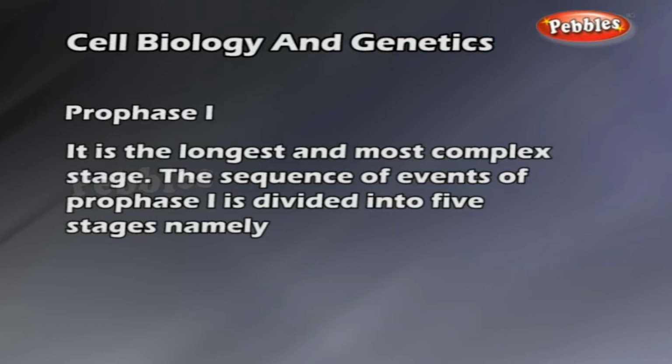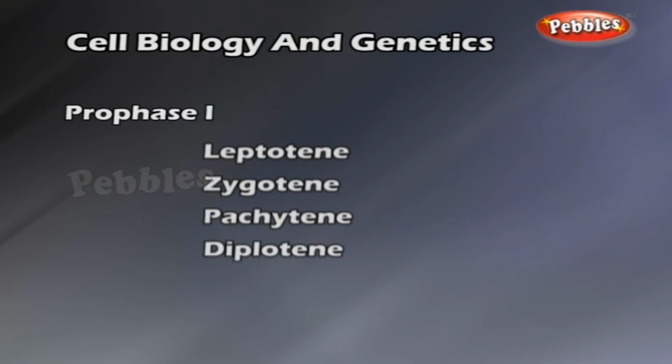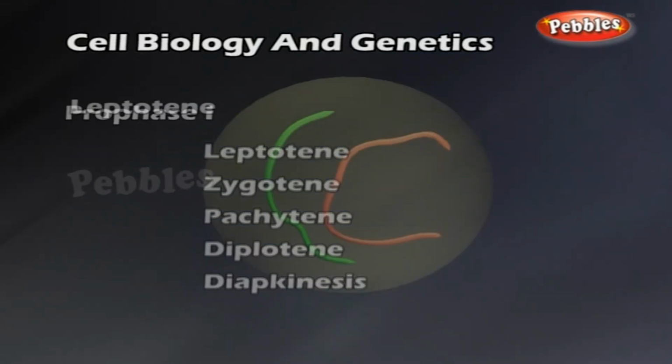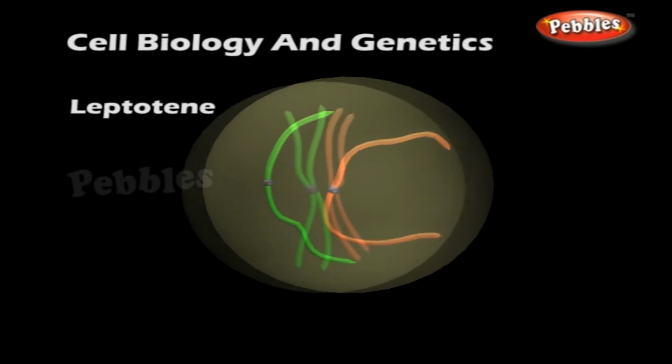The sequence of events of prophase 1 is divided into 5 stages, namely leptotene, zygotene, pachytene, diplotene, and diakinesis. Leptotene. The fibers of chromatin condense and become thread-like structures. Hence, they are called chromosomes. At the end of leptotene, each chromosome consists of 2 chromatids.